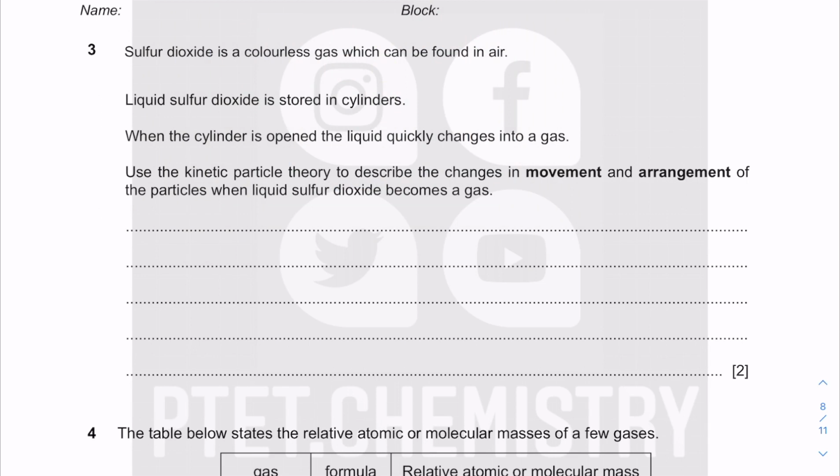Next question is something similar, but this one is also movement and arrangement of the particles when liquid sulfur dioxide becomes a gas. So they can ask you different sorts of examples. That's how they link to the other chemistry that you will do in the next couple of topics. But the idea here really is using the kinetic particle theory. Talk about movement, talk about arrangement. Same deal as in the previous question. So it really is a test of your understanding of what is going on as well. You can put this in your own words as well.